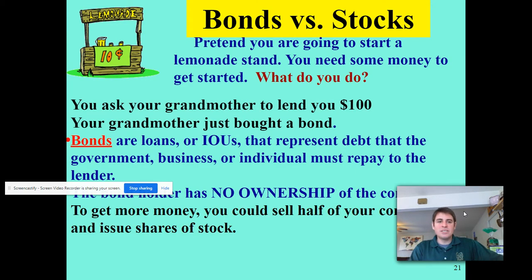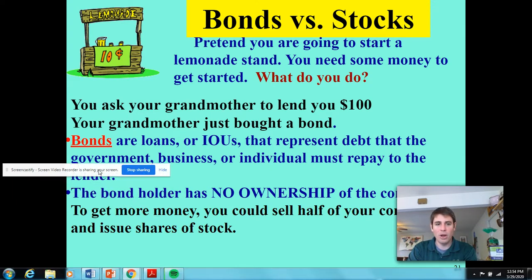Stocks versus bonds. The big difference is a bond is something that is guaranteed. Bonds have interest rates on them. If you are taking out a bond, you want a high interest rate. Why? Because you get more on that. So I would write maybe what a bond is. A bond is just a temporary loan or an IOU that represents debt that the government, businesses, or individuals must repay to the lender, typically with some interest.